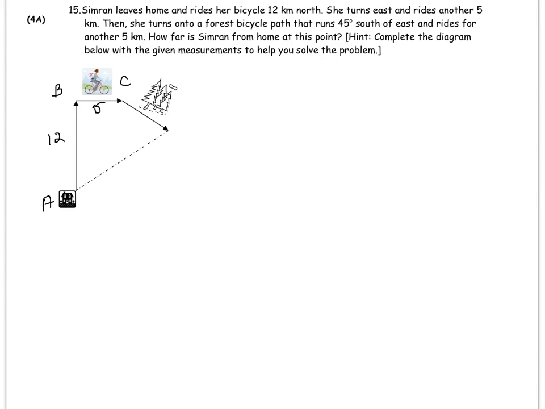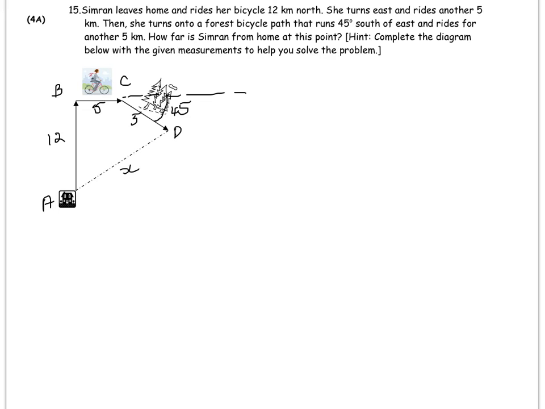Then she turns onto a forest bicycle path that runs 45 degrees south of east. So this means that since this is east, this is south of east. So this is 45 degrees, for another 5 kilometers, so this is 5. How far is Simran from home? If we call this point D, we have to find x, which is AD. This is the question here.